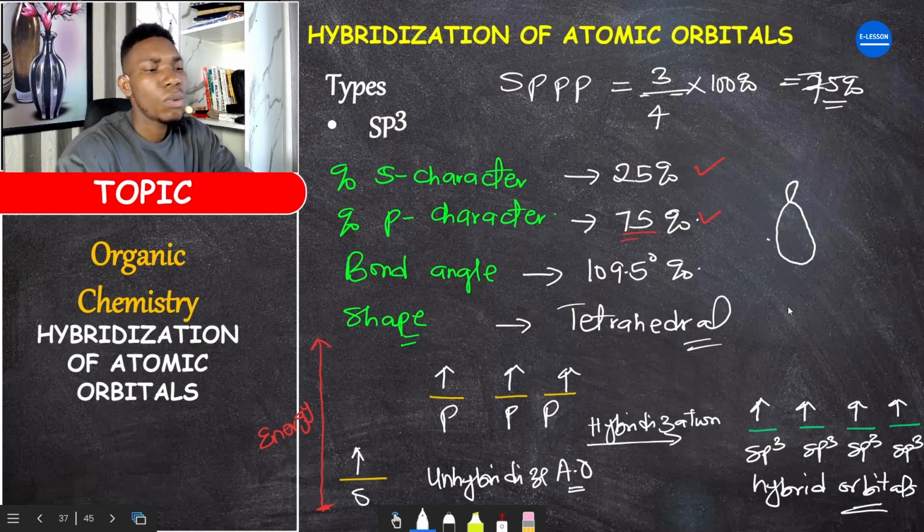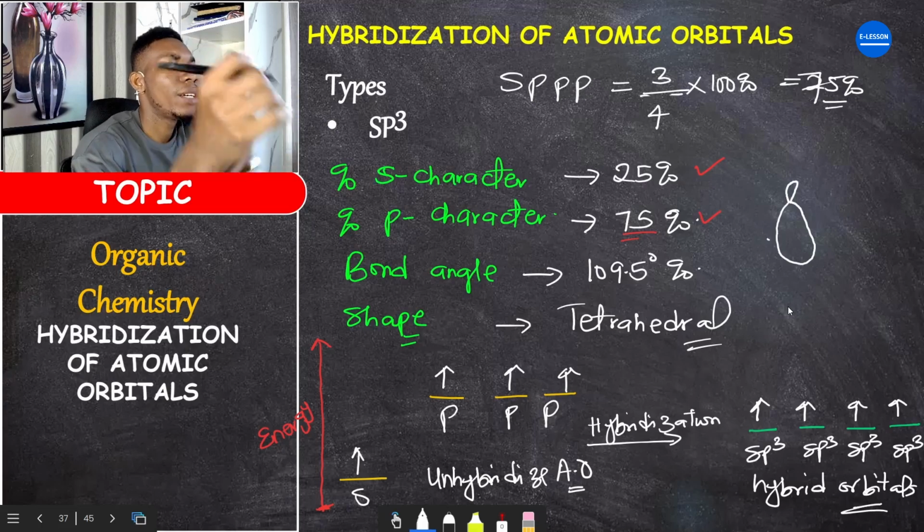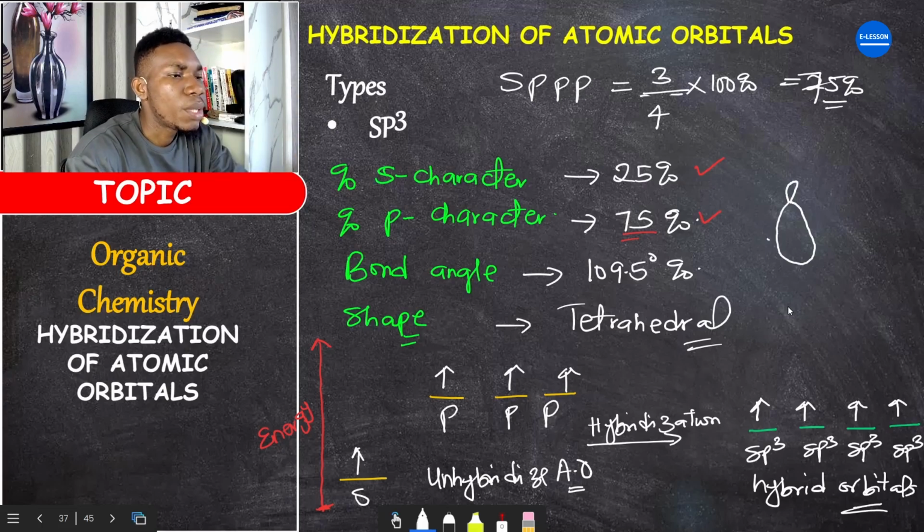Then there is also one other thing you need to know, the carbon-to-carbon bond length. We are going to look at that one. I'm going to just state the three of them so that you know the differences between them. The carbon-to-carbon single bond length.